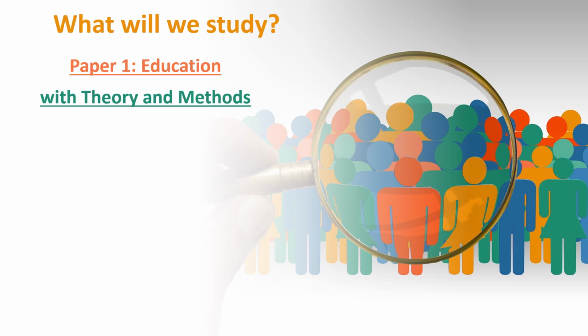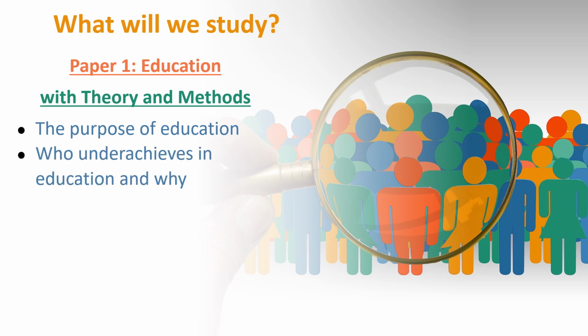Paper 1 focuses on education with theory and methods. This looks at the purpose of education. Why do we teach? Why do we learn? Who underachieves in education and why? So different groups in society and how those different groups are affected by education. We also look at the history of education in the UK.